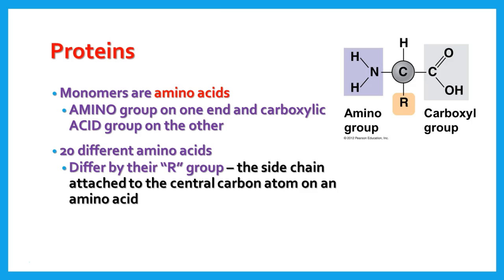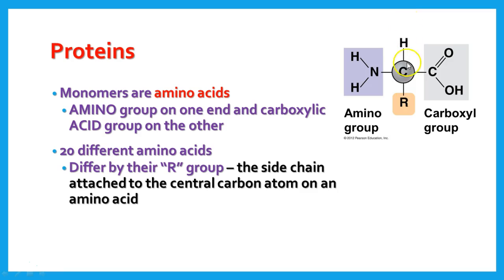Okay, the monomers of proteins are called amino acids. They're called amino acids because they have an amino group on one end and a carboxyl group on the other end. They're both attached to a central carbon called the alpha carbon, and there's either a hydrogen or another functional group added here, and then each amino acid has a separate R group. There are 20 different amino acids. The R group is a side chain that's attached to that central carbon.